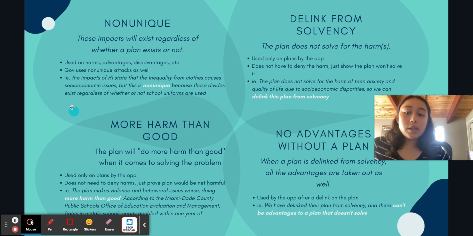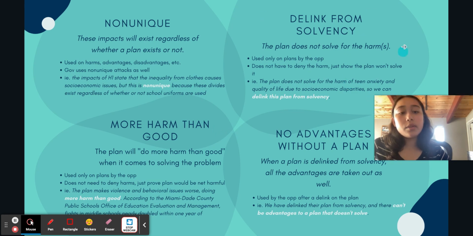So, for instance, here's this example. The impacts of harm 1 states that inequality from clothes causes socioeconomic issues, but this is non-unique because these divides exist regardless of whether or not school uniforms are required. So, essentially, believe it or not, socioeconomic issues do not stem from inequalities in clothes, rather, it's the other way around. So, this is non-unique. These impacts will always exist, regardless of whether or not you decide to pass the government team's plan.